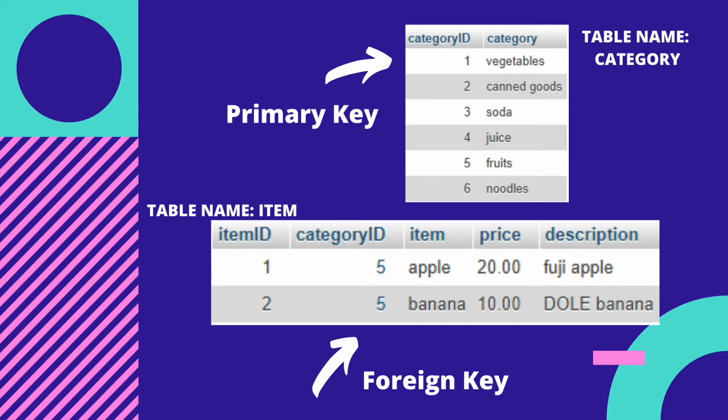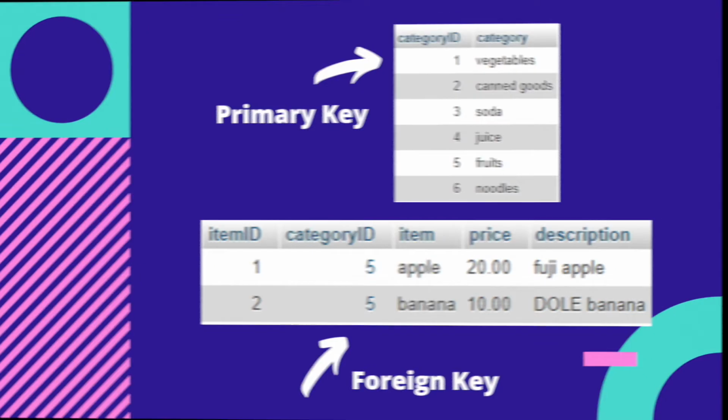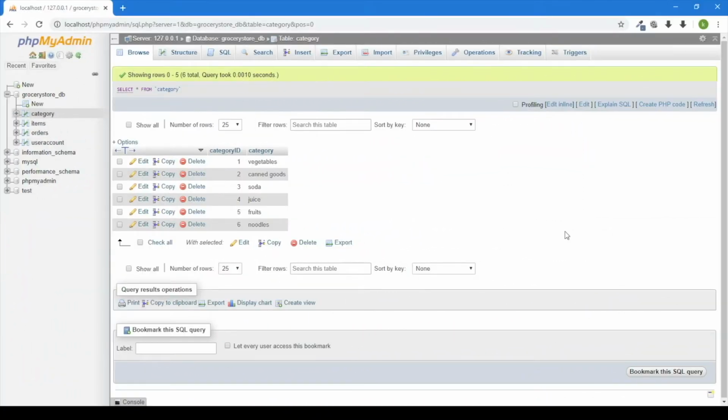As you can see, sa category table, ang data sa category ID column natin is until 6 lang. So dapat, sa item table na category ID column, 1 to 6 lang din ang pwede. So paano marirestrict ang column na foreign key para walang maling data na mailagay? Ito yung process kung paano gawing foreign key ang isang column.